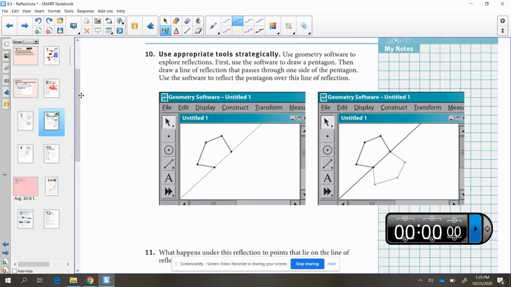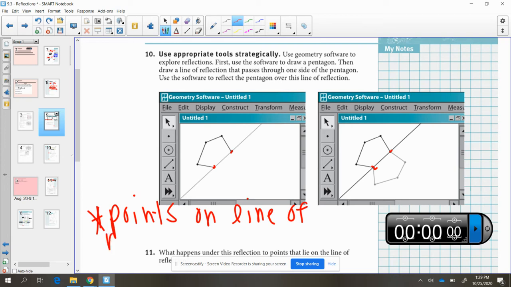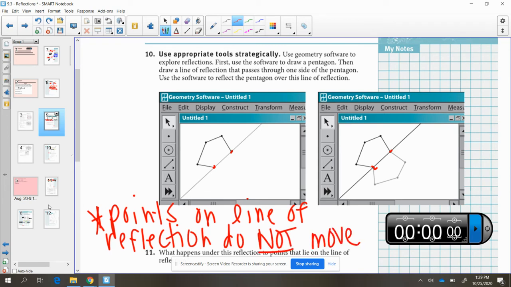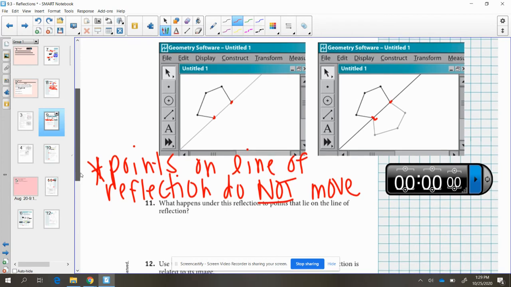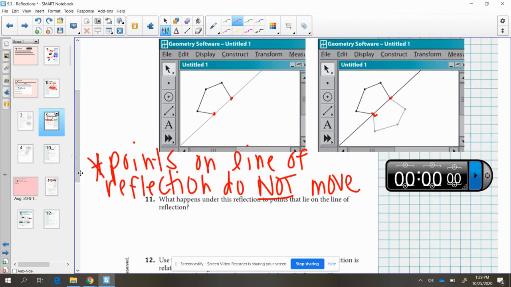And it's also going to be true if we look at another example here on page 115. Notice in the pre-image we had these points here on the line of reflection. They did not move when we reflected it. So again, points on the line of reflection do not move. Okay? So keep that in mind as you draw your lines of reflection. And if a point's on there, it's actually not going to move at all.